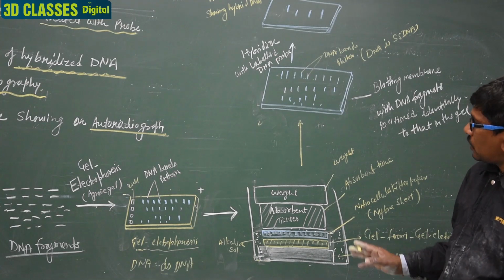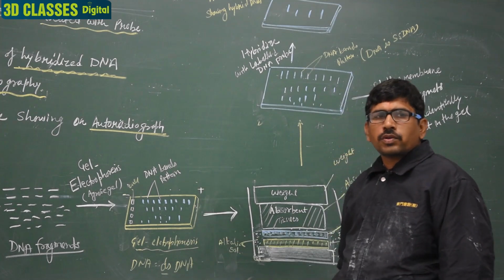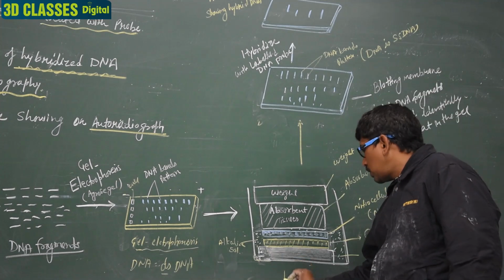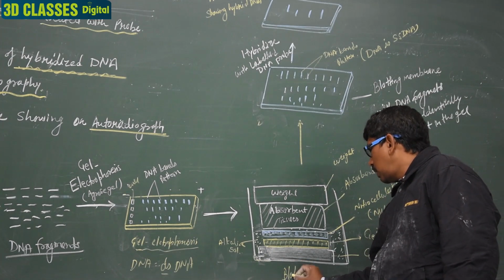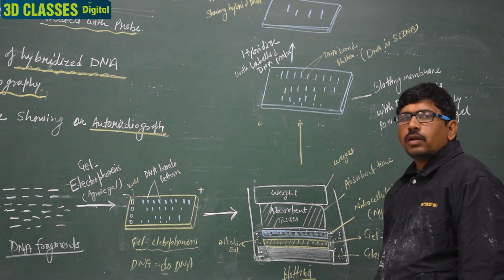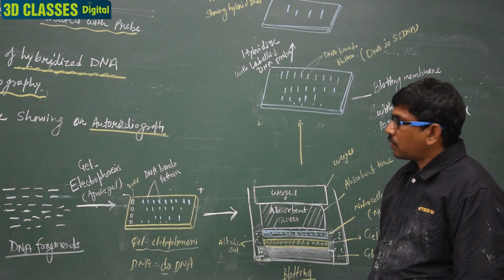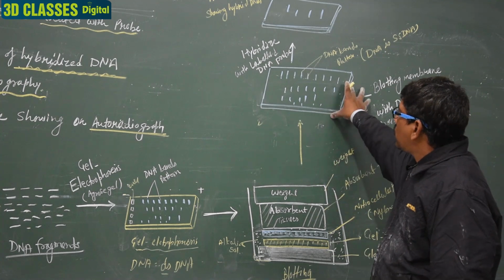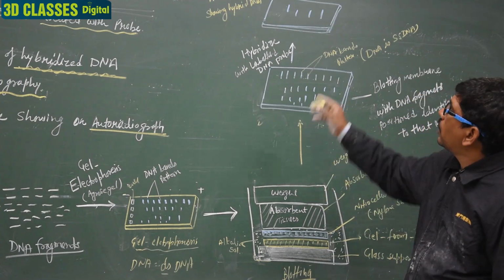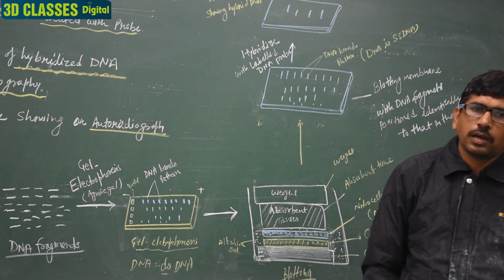So in this process, similar to our technology, we have discussed electrophoresis. Then this process is known as blotting. Because this is for DNA, it is southern blotting. After the DNA is transferred onto the nitrocellulose sheet, we obtain the autoradiograph showing hybrid DNA. Clear? So please note it.